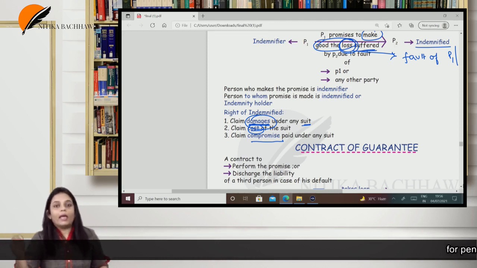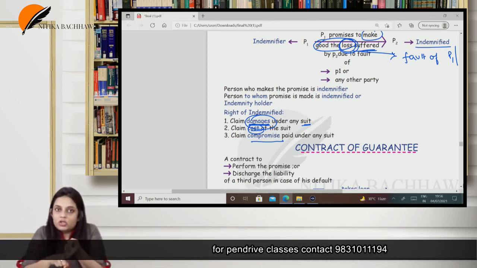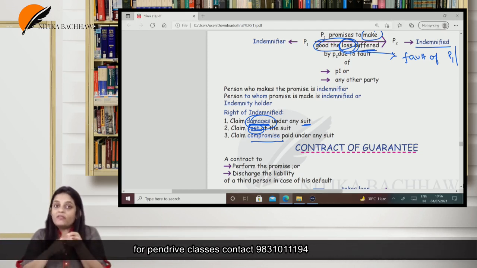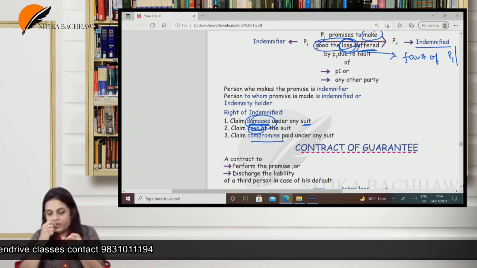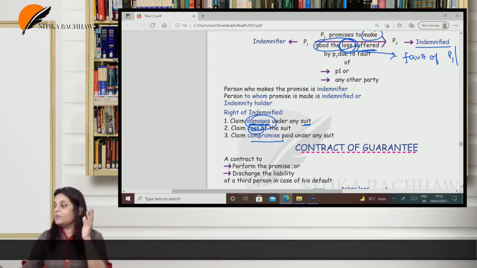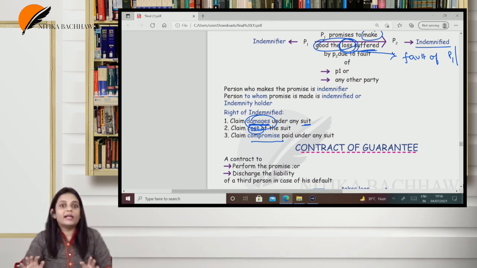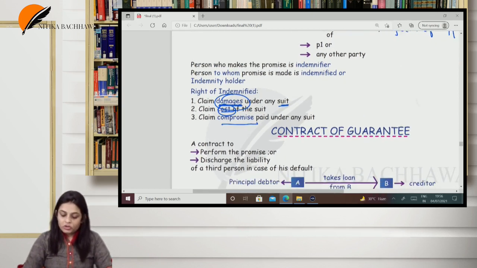So I repeat again, what are the rights of the indemnified? If a suit was filed against the indemnified, whatever was the cost of the suit, he can recover that. If he suffered any damage in that suit because he lost the suit, he can recover that. And if the settlement was made outside the court, whatever compromise he had to pay, that he can recover. I hope it's clear. Contract of indemnity is clear to everyone. Can we move on to the next one?